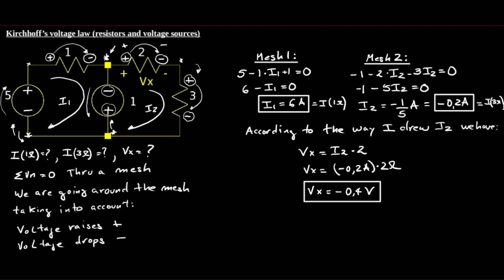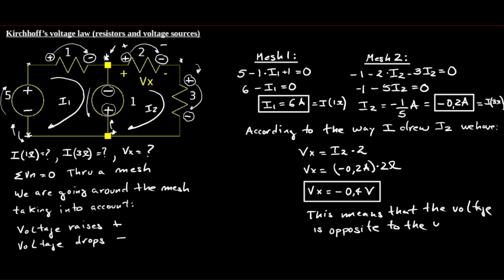So what does this mean? This means that the polarity, according to the sign I got from the calculations, as I'm going to draw right now, is going to be opposite to the one that I have in the circuit. Look, now we're going to draw it with an orange color, that Vx is positive on the right and negative on the left.